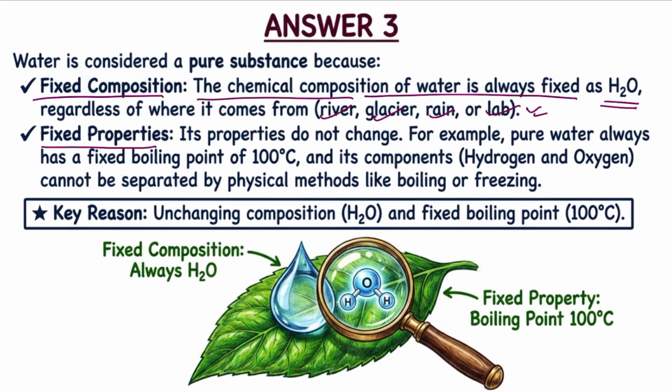Whatever the different sources of water are, from all the sources, water will boil only at 100 degrees Celsius, and its components cannot be separated by any physical methods like boiling, freezing, etc. So what is the conclusion of this answer? That it has a definite composition which cannot be changed, and it has a fixed boiling point. So water has a fixed boiling point and its composition is always fixed.